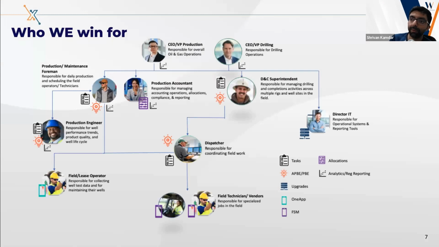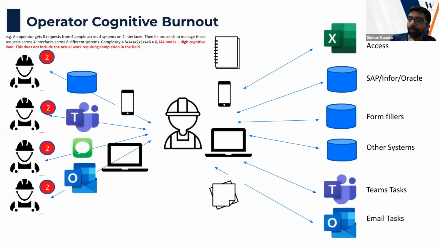These are just some of the people we win for, right? Whether it's visibility at the lowest levels of their organizations, the field techs, the vendors, the lease operators, all the way up through the engineers, dispatchers, in some cases even the accountants, although we won't touch on them today, drilling and completions in the case of oil and gas, and all the way up to the executive suite. Going back to the cognitive burnout we spoke about, a common scenario in the field is you've got 4 guys asking for 8 tasks from 1 guy in the field.